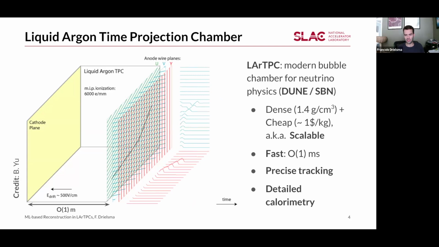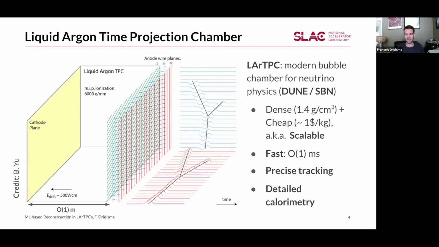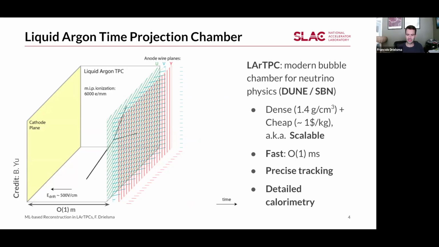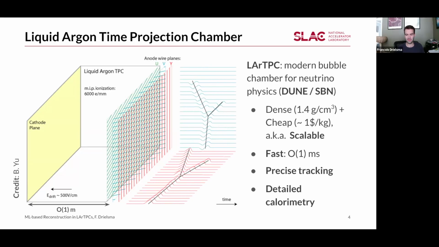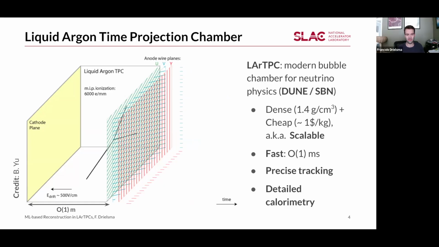It is dense and it's cheap, so you can buy about a kilogram of argon for about $1, and so you can make these detectors very large. It's relatively fast, so you can actually operate these detectors at the frequency at which the neutrino beam will be pulsed. It gives you very precise tracking, so very detailed images essentially of what happened inside of the detector, and it also gives you very detailed calorimetry.